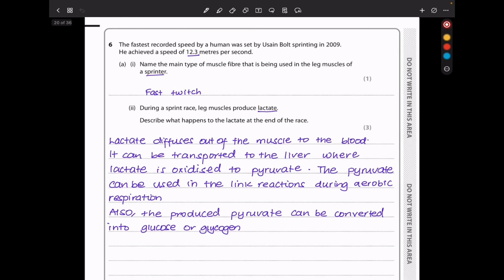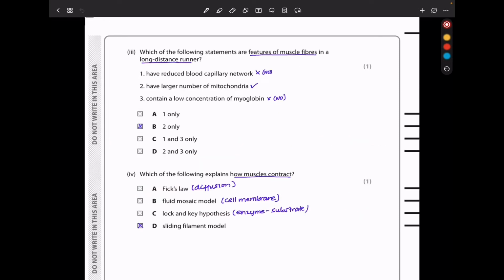So I said lactate diffuses out of the muscle to the blood. It can be transported to the liver where lactate is oxidized to pyruvate. The pyruvate can be used in the link reactions during aerobic respiration. Also, the produced pyruvate can be converted into glucose or glycogen. Next, they say which of the following statements are features of muscle fibers in a long-distance runner. They say have reduced blood capillary networks, that is no.